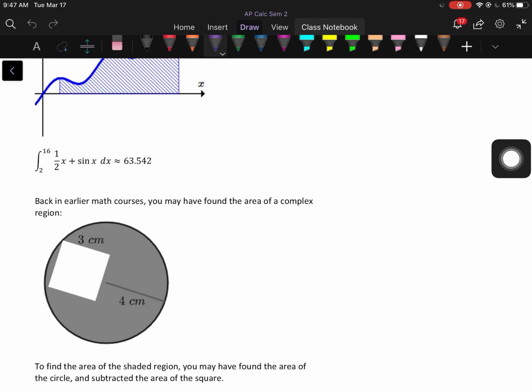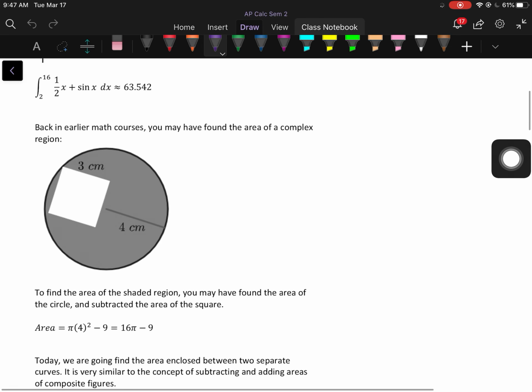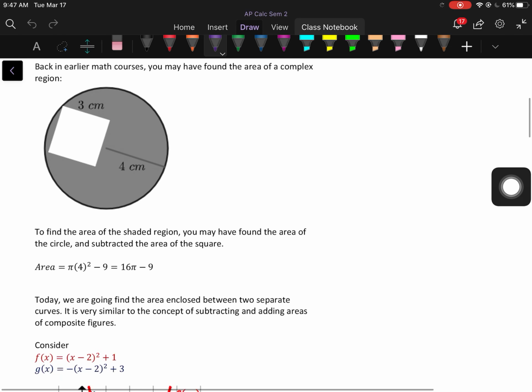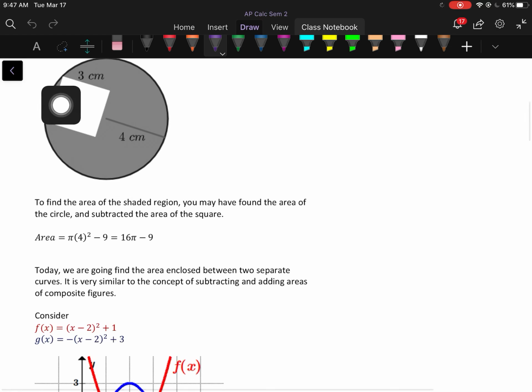Back in earlier math courses, you may have found the area of a complex region, such as this one here, where we have a gray circle and a white square. The idea of the question is to find the area just of the gray region. To find the area of that shaded region, you may have found the area of the circle and then subtracted the area of the square.